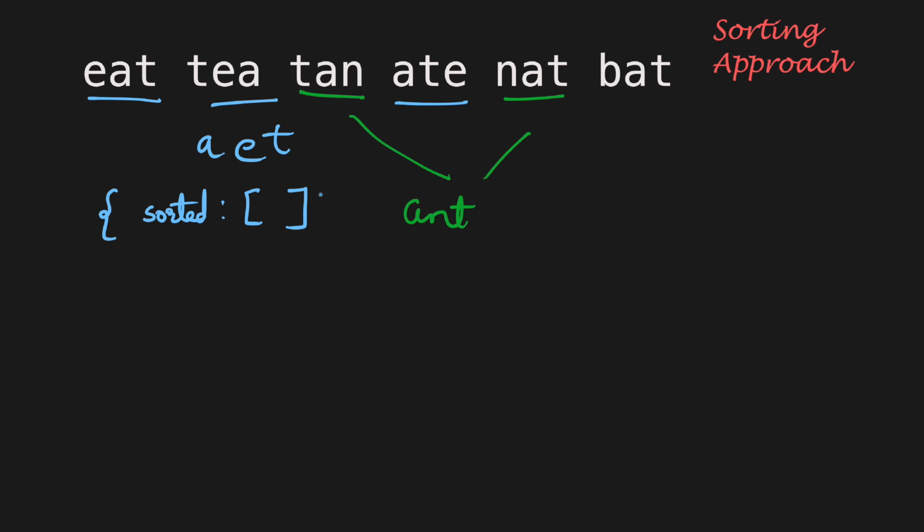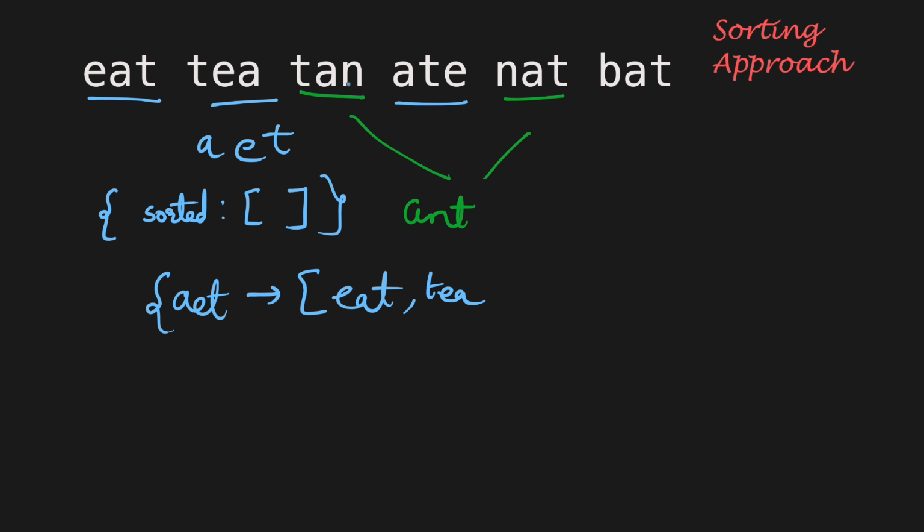same sorted key. For example, the first string we see is eat, which has a sorted form aet, and since the key aet is not present in the map, we insert it into the map with the original string eat in the value list. Next string we see is tea with a sorted form aet, and this time the key aet is already present in the map, so we add tea to its value list.